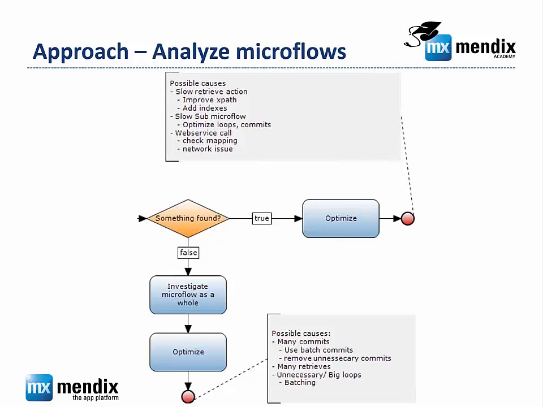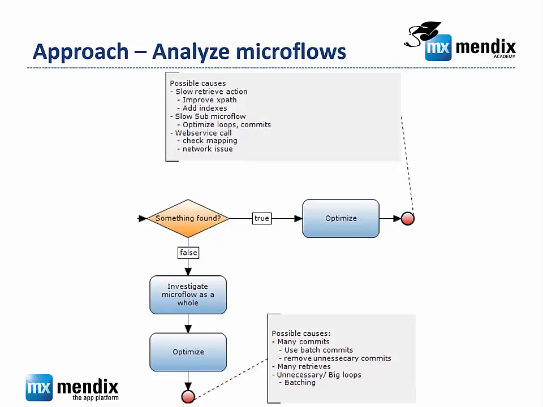So possible causes of issues could be a slow retrieve action. In that instance, you might want to add indexes to your database and improve XPath constraints. You might have slow sub-microflows. Then you might want to optimize loops or commits, or it might be a web service call. In that instance, you might want to check the mapping, or if it's a networking issue.